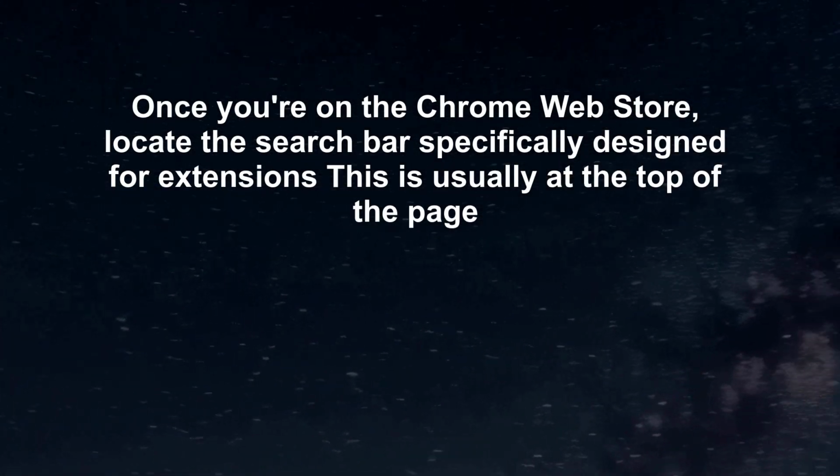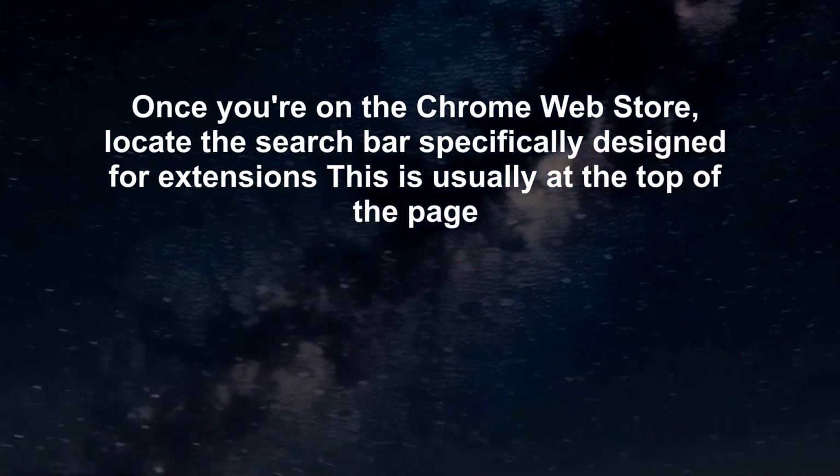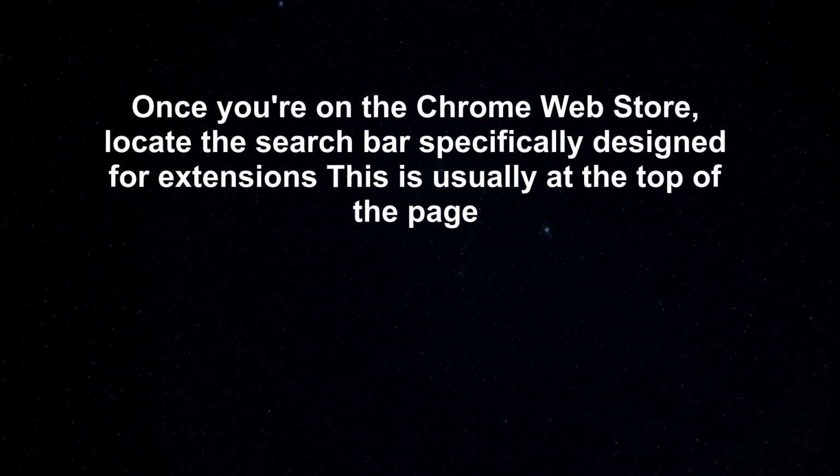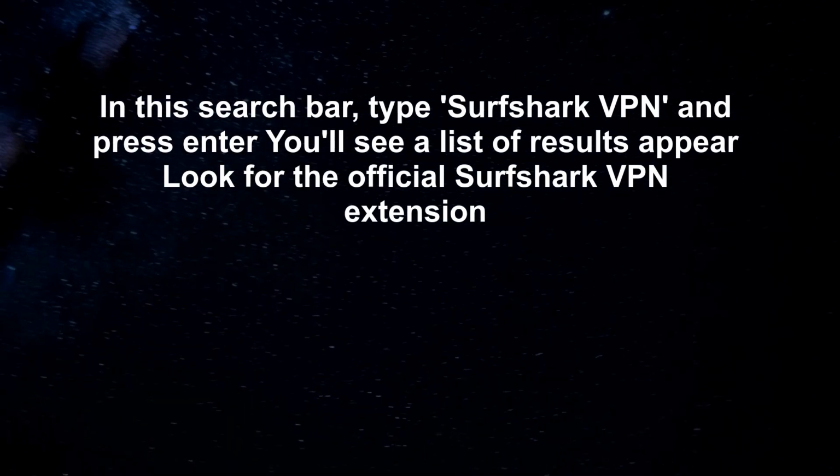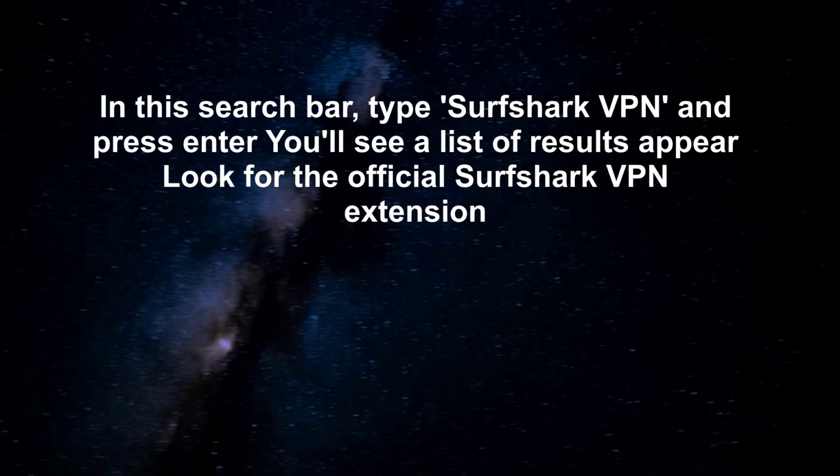Once you're on the Chrome Web Store, locate the search bar specifically designed for extensions. This is usually at the top of the page. In this search bar, type Surfshark VPN and press enter. You'll see a list of results appear.